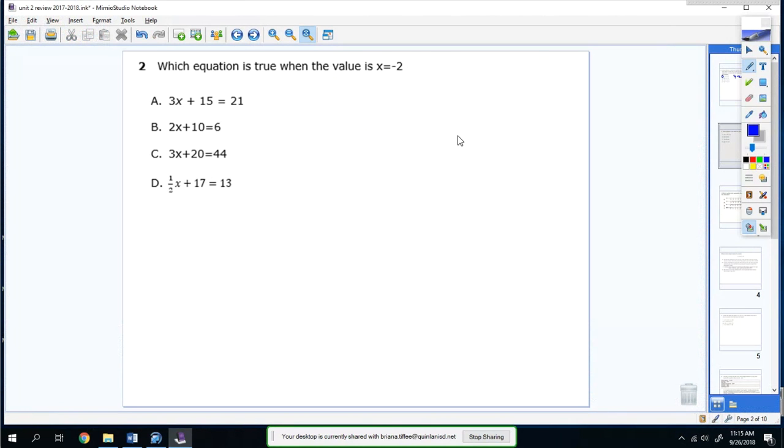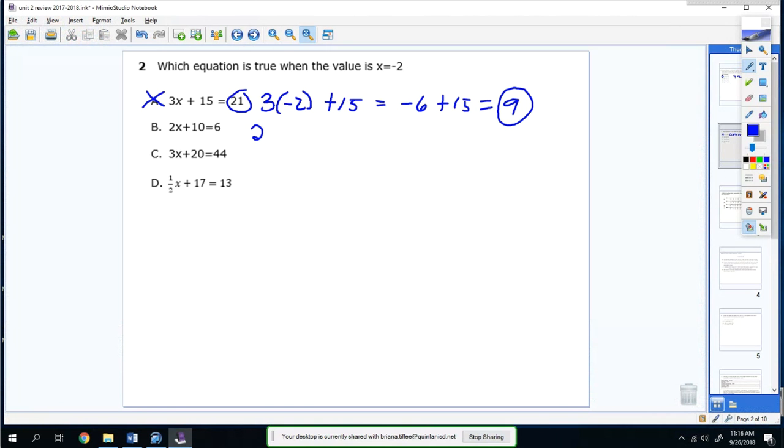Okay, number 2: which equation is true when the value of x is equal to -2? What I like to do is plug it in. My first equation is 3x plus 15 equals 21. So you're going to do 3 times -2 plus 15. 3 times -2 is -6, plus 15 equals 9. Does 9 equal 21? It does not, so that's not the correct answer.